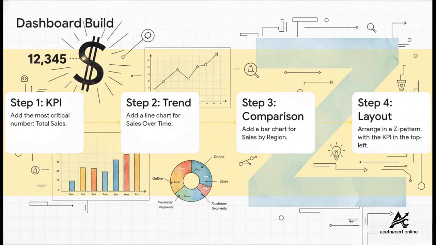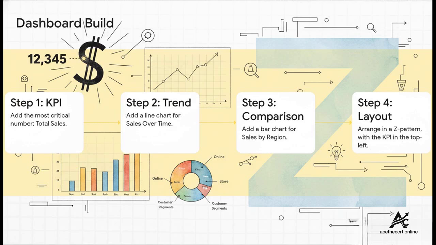When you're building a dashboard, there's a logic to it. You don't just randomly throw charts on a page. So for our e-commerce dashboard, here's how we do it. Step 1, we put our main KPI, total sales, right in the top left. Step 2, we add our sales over time line chart. Step 3, our bar chart for sales by region. And step 4, a donut chart for customer segments.